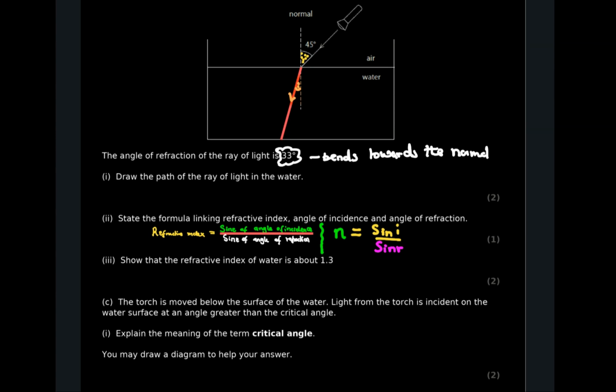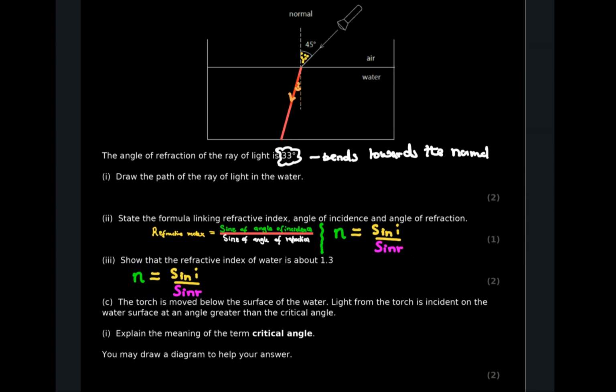Show that the refractive index of water is about 1.3. Remember, refractive index is a ratio, so it doesn't have units. When you are told to determine the refractive index or to show that it's 1.3, this question is asking you to work out the refractive index using the information that is provided in order to arrive at 1.3. So let us go ahead and try to work it out.